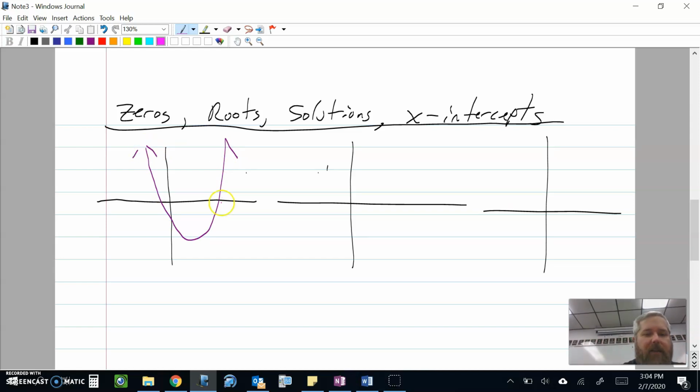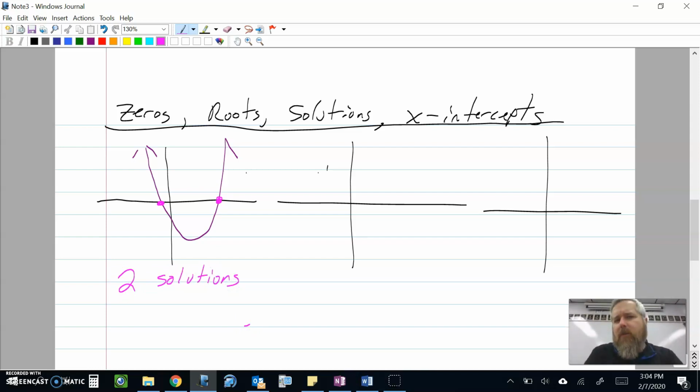This parabola here has 2 x-intercepts. See that? Where it crosses the x-axis. This has 2 solutions, or 2 zeros, or 2 roots, or 2 x-intercepts. They all mean the same thing.